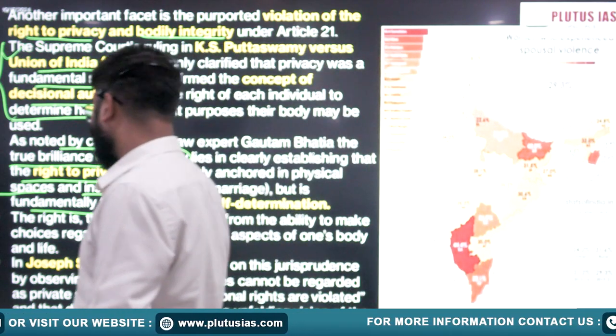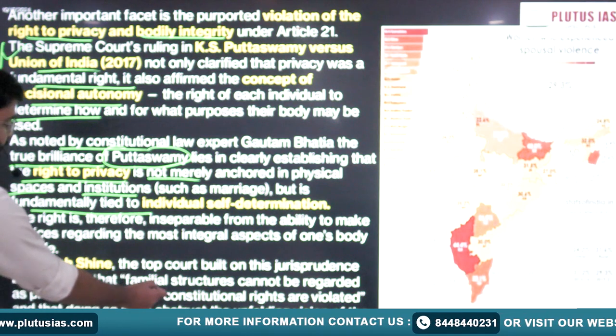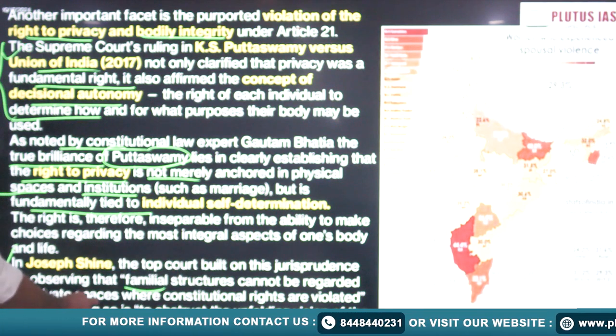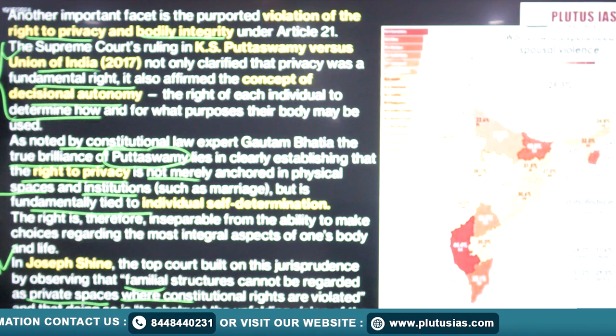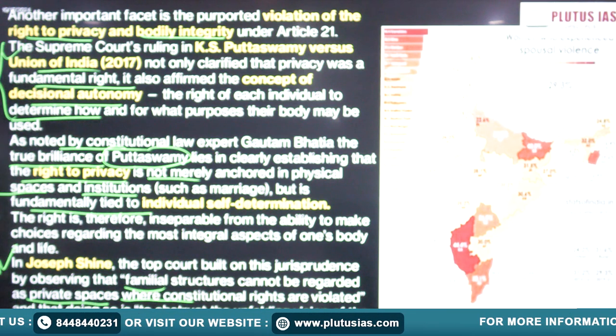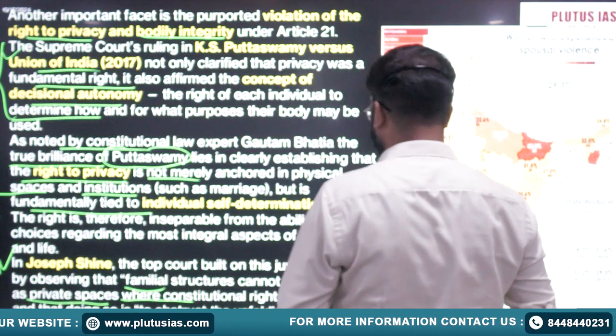This is one of the most important thing. Kya bol rahe hai? That familial structure cannot be regarded as the private spaces where constitutional rights are violated, and that doing so would obstruct the unfolding vision of the constitution.